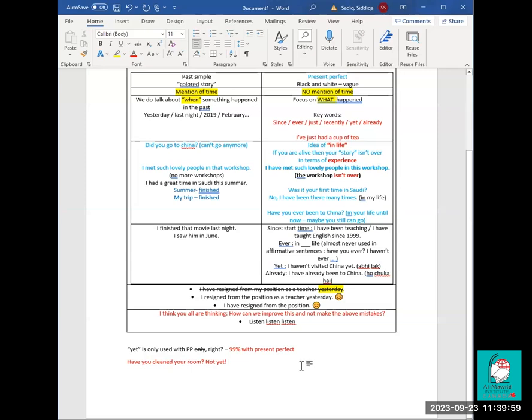I cannot think of any specific exception right now, but I know 100% that there are exceptions for it. But this is why I'm giving you a really big number: 99% is with present perfect.